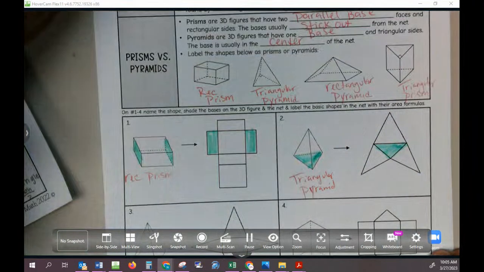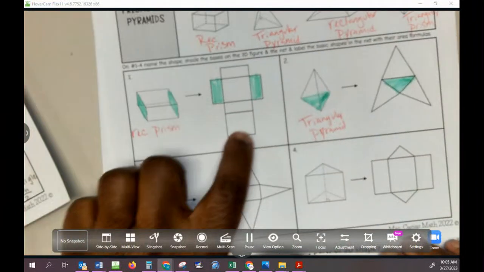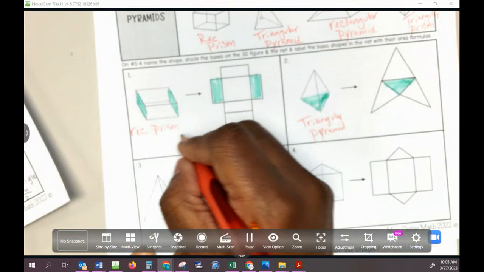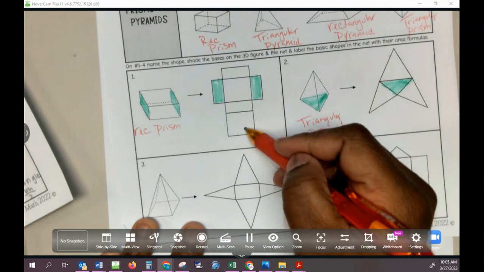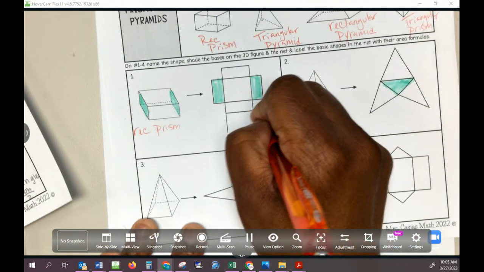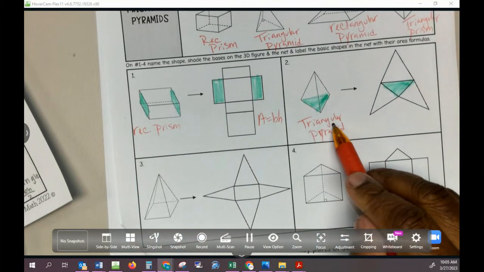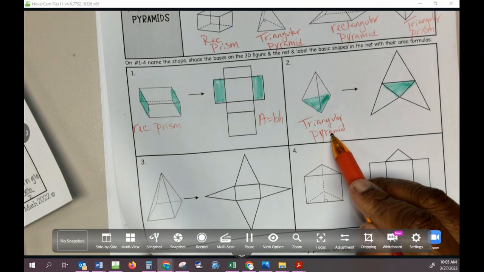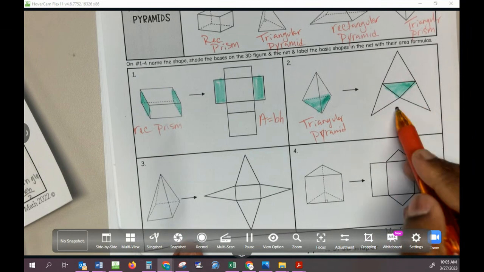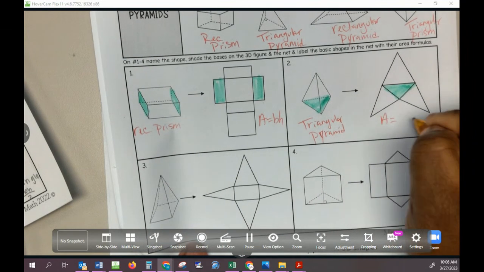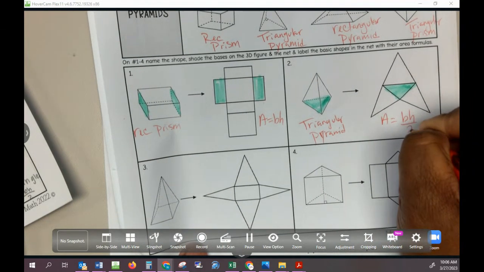And while we're doing that, let's also put the formula, because these are our notes, of what I would use to find the area of this shape. Because this is a rectangular prism, for each one of these I would just use area equals base times height. Because this is a triangular pyramid, each one of these is a triangle. So I know my area will be base times height divided by 2.